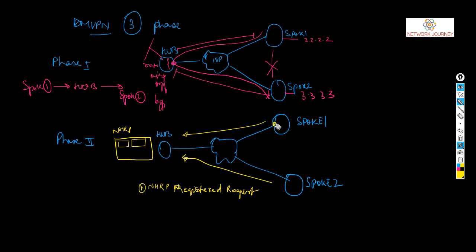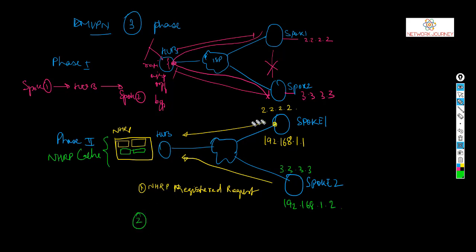Okay. So let's say the public here is 2.2.2.2 and the private there is 192.168.1.1. So this entry will be stored here. Similarly, let's say over here I have 3.3.3.3 and private is 192.168.1.2. Now that will be stored here. This is called the NHRP cache table. So the first step is registration. All your spokes will register with the hub.